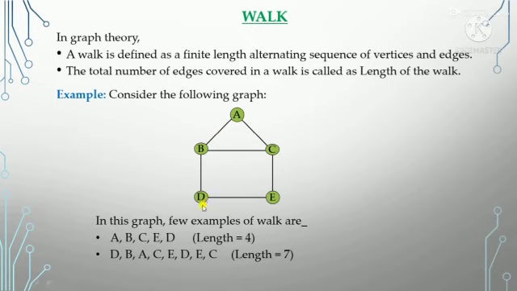Next, suppose our walk is D, B, A, C, E, D, E, C. This is also a walk. What is the length of this walk? Because here we have included 7 edges, the length of this walk is 7. Next, if we talk about this walk E, C, B, A, C, E, D, how many edges are included here? Here a total of 6 edges are included, so the length of this walk is 6.